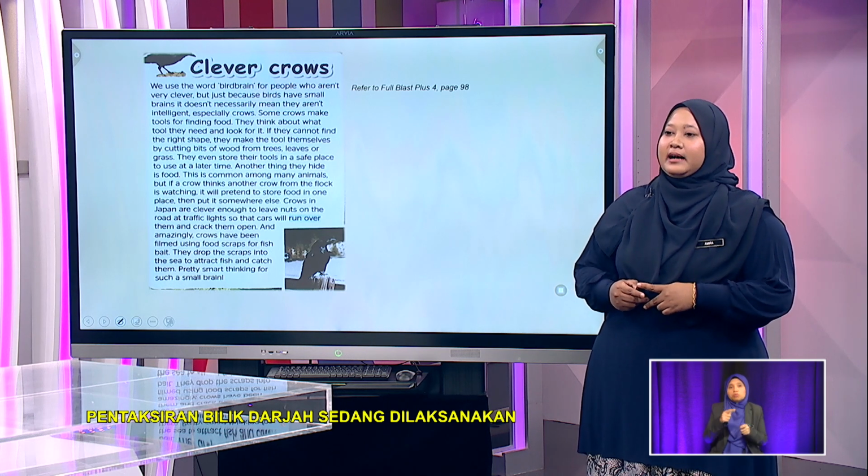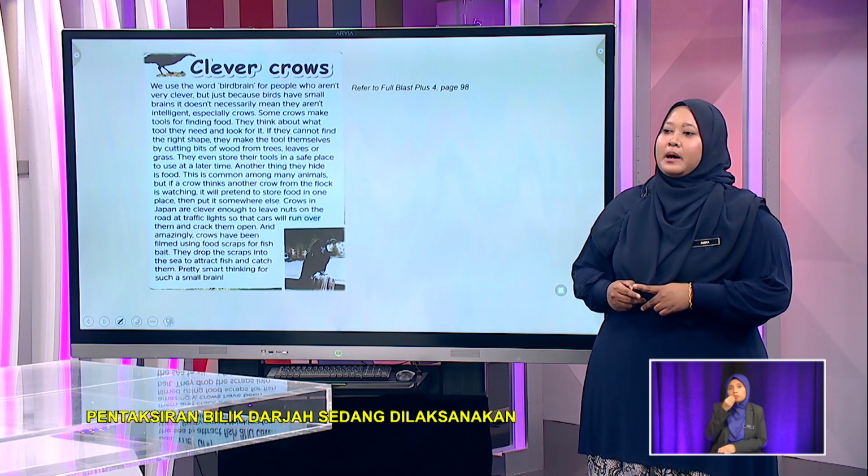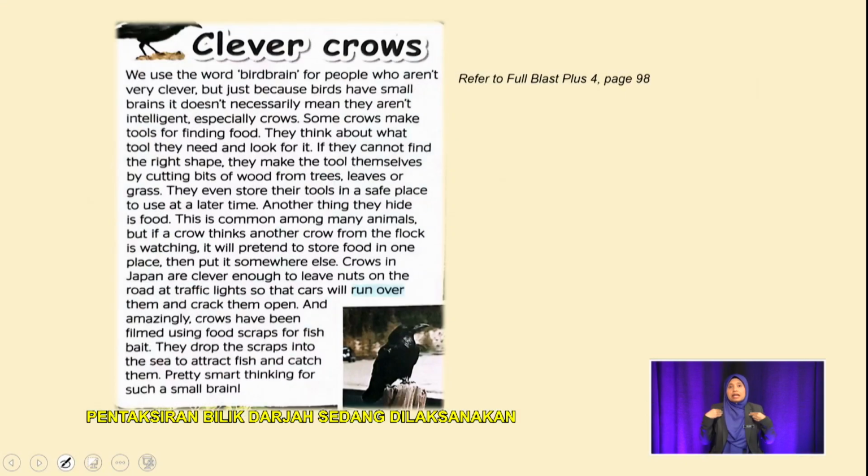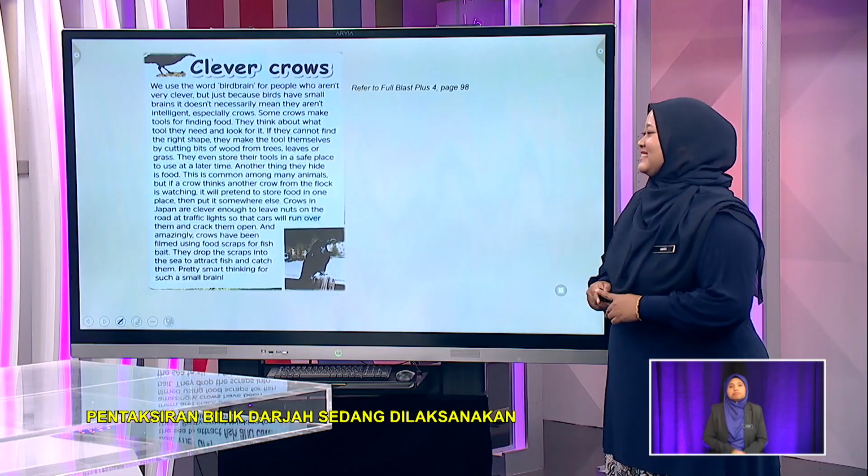Another thing they hide is food. This is common among many animals, but if a crow thinks another crow from the flock is watching, it will pretend to store food in one place, then put it somewhere else. Crows in Japan are clever enough to leave nuts on the road at traffic lights so that cars will run over them and crack them open. And amazingly, crows have been filmed using food scraps for fish bait. They drop the scraps into the sea to attract fish and catch them. Pretty smart thinking for such a small brain. Yes, very clever crows indeed.